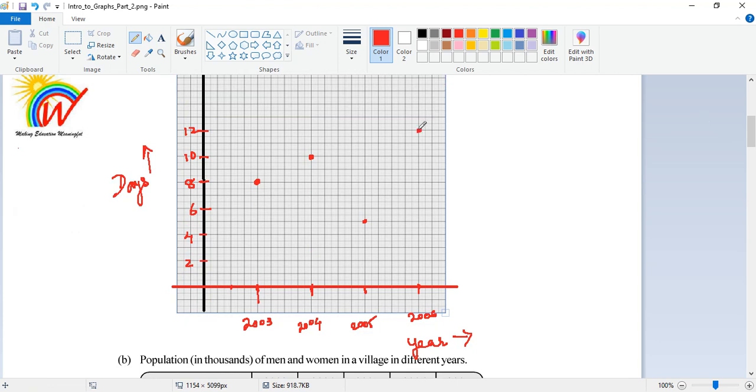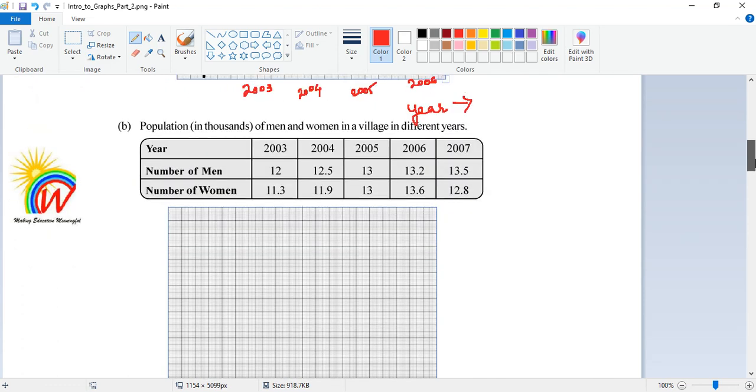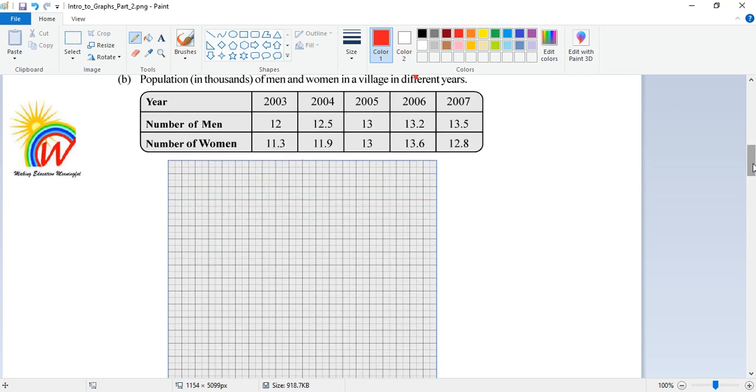Now you will join this. It's like this, then like this, and then like this. This is the linear graph. Now come to the next question. Population of men and women in a village in different years. Here 2 graphs are supposed to be drawn. I mean 2 line graphs. You have to draw it.